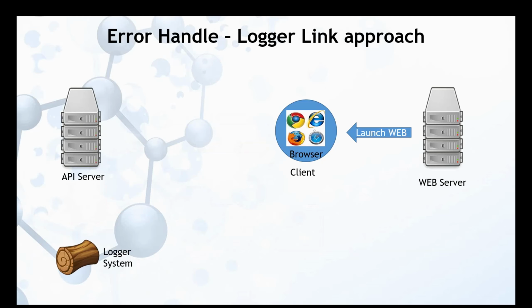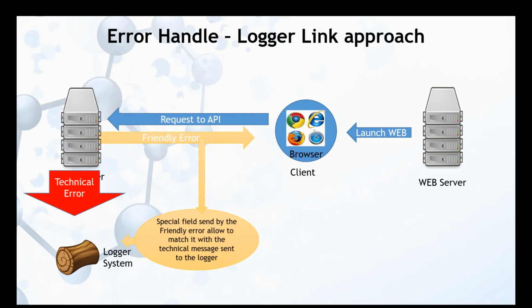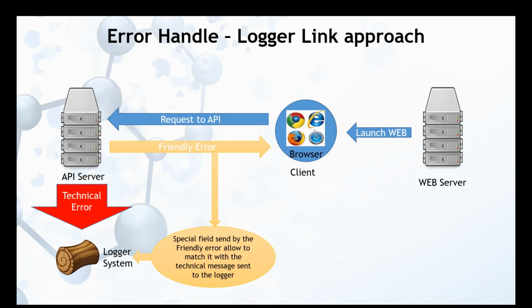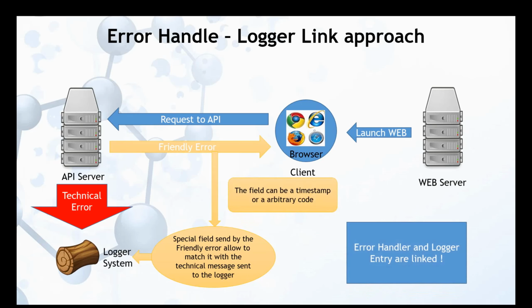One possible solution is creating a field that is sent with the friendly message to the browser, and storing the same value in the logger system as part of the logger information. In this way, you can find the technical information about the error in the logger. Linking the error with a record in the logger resolves, without security risk, the problem of supplying the technical service with the necessary information to correct a bug in production.